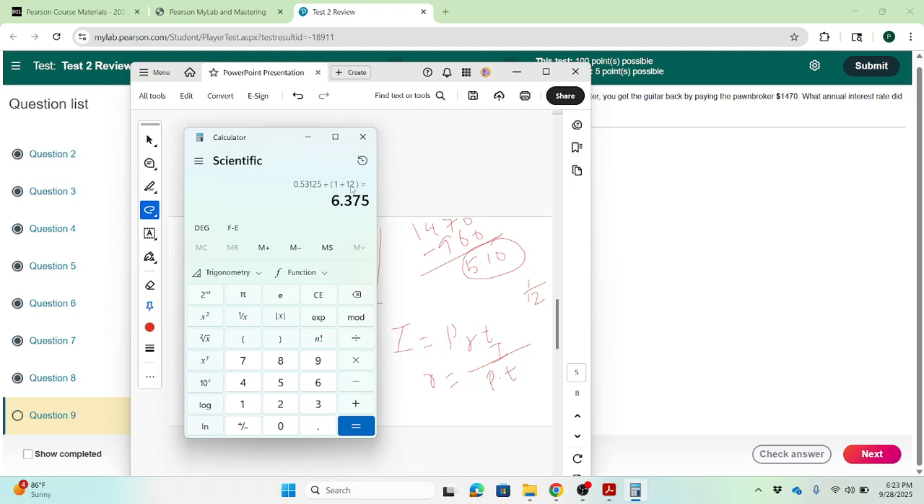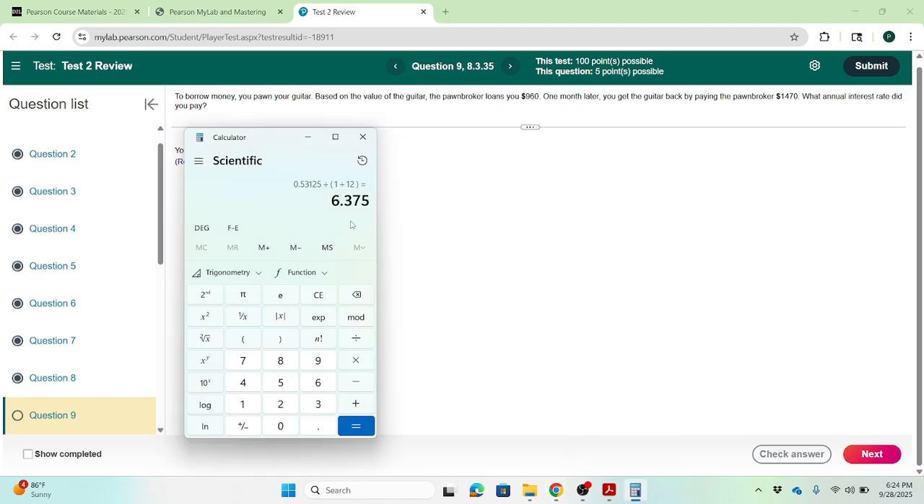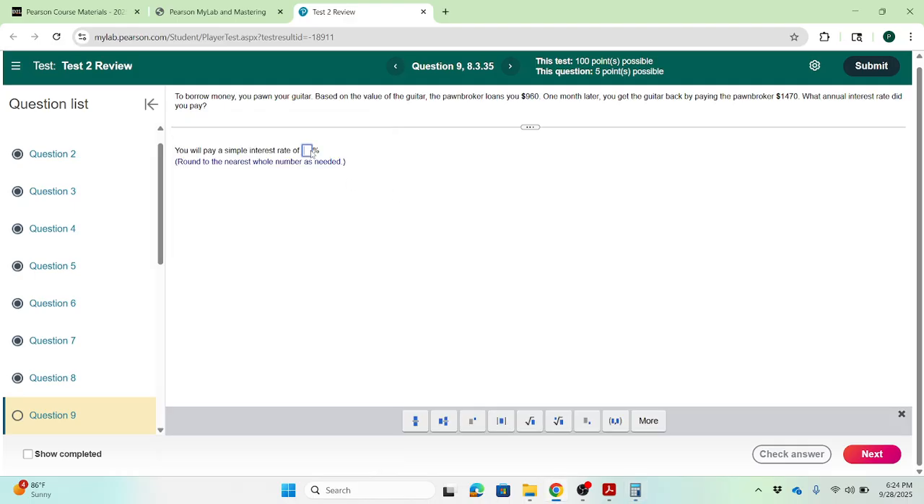So 1 means 100%. Here is a 6. So in percentage, round to the nearest whole number as needed. You have to multiply that by 100 to get the percentage, which is 637.5, which is almost 638%.